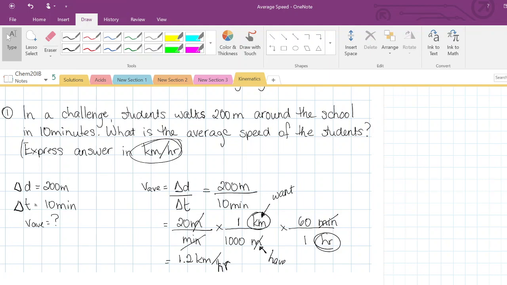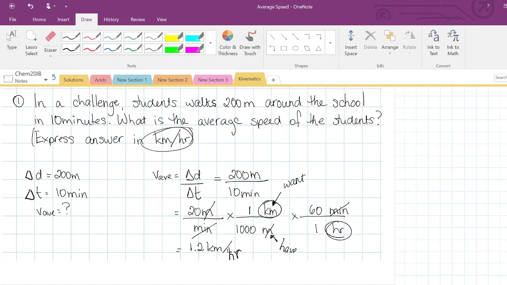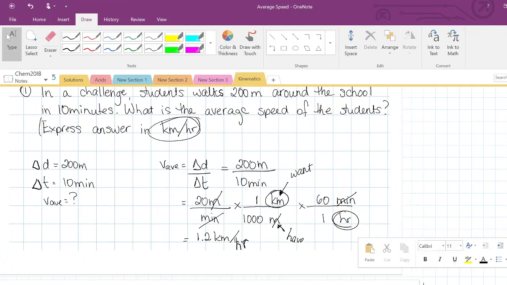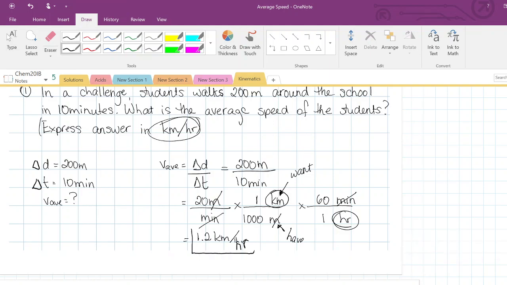You do need to know that there's 1,000 meters in a kilometer, right? You do have to remember that. So there will be some unit analysis in this particular section. And then I look at significant figures. 10 was my smallest number of significant digits, so I will keep my answer as 1.2.